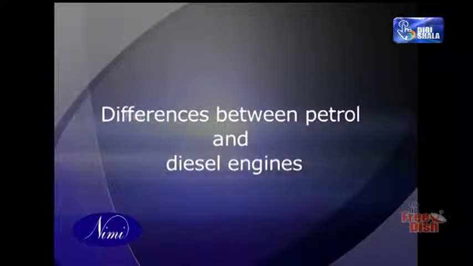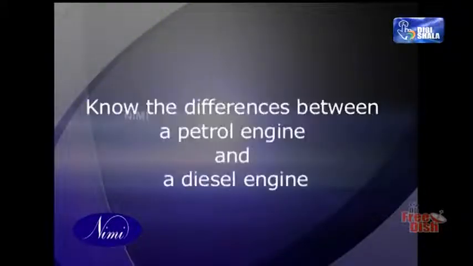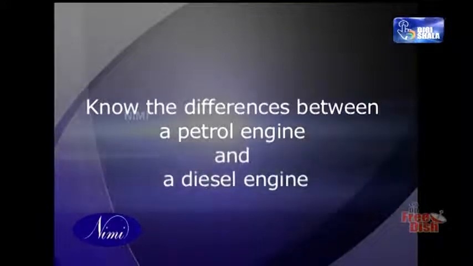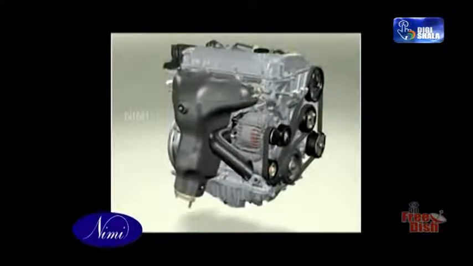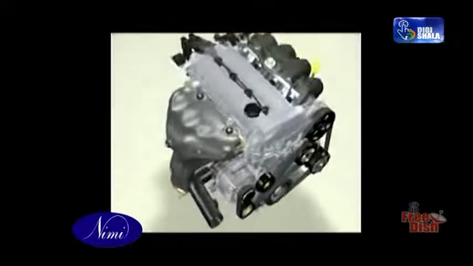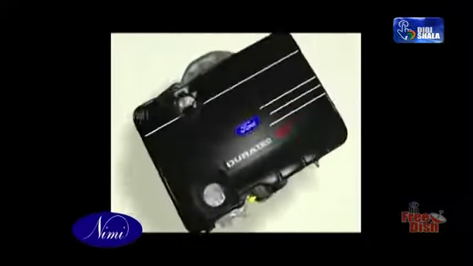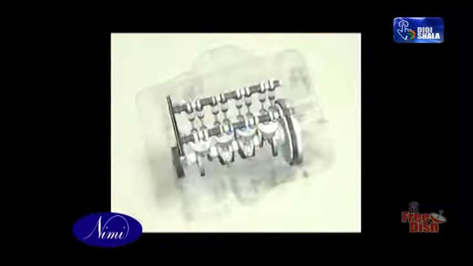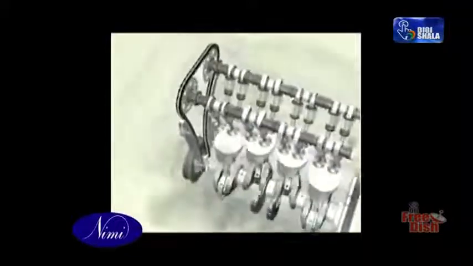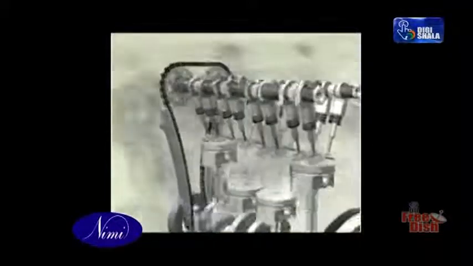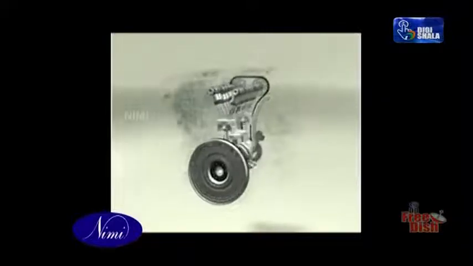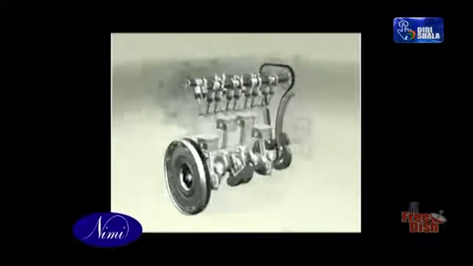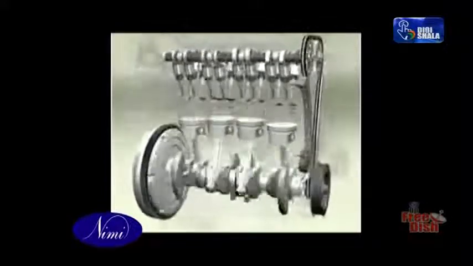Differences between petrol and diesel engines. Objectives: know the differences between a petrol engine and a diesel engine. Compression ignition engines, CI engines. This engine is commonly called a diesel engine. It gets this name from the pioneer work done by Dr. Rudolf Diesel. The diesel is used for the majority of heavy vehicles, and an excellent fuel economy makes it an attractive alternative to the petrol engine for light commercial vehicles, delivery vans, and taxis. Most of these vehicles use a 4-stroke engine, but 2-stroke operation is favored by a number of heavy vehicle operators.